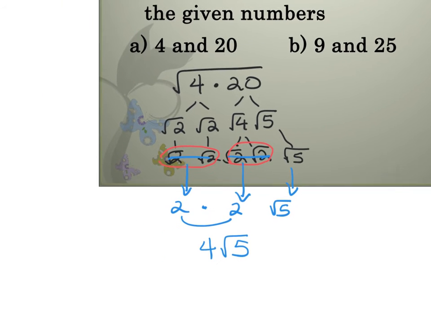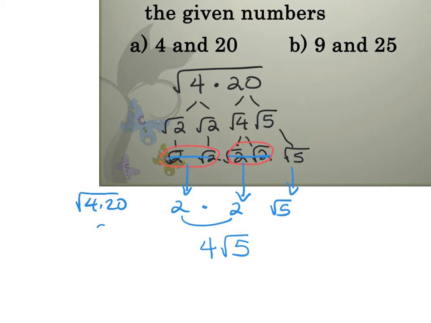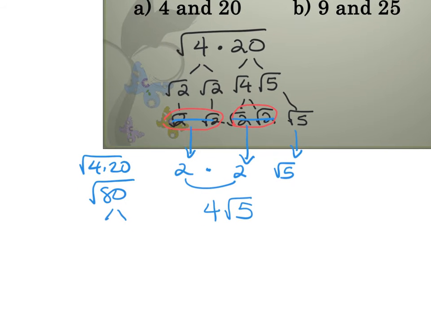Now, if you would have preferred to multiply 4 times 20, then you would have gotten 80. You still have to go back now and break it down. So I could have also broken this into 16 times 5. And then if you realize 16 is a perfect square, it goes right to the answer. So it doesn't matter. Most of these problems are not going to be perfect squares, so it's easier to leave them unmultiplied and then just factor them from there.